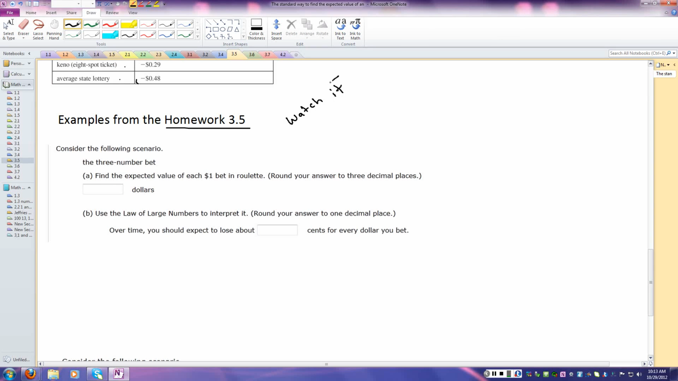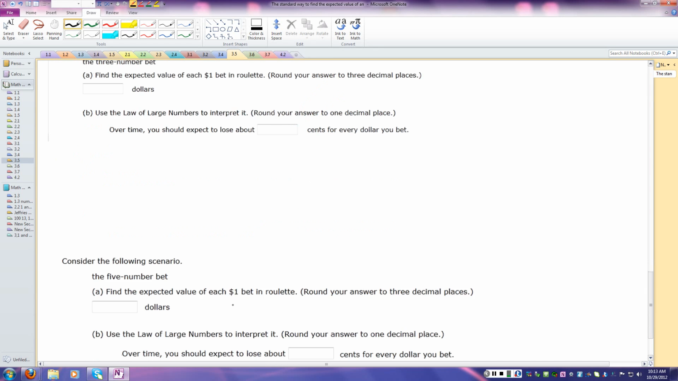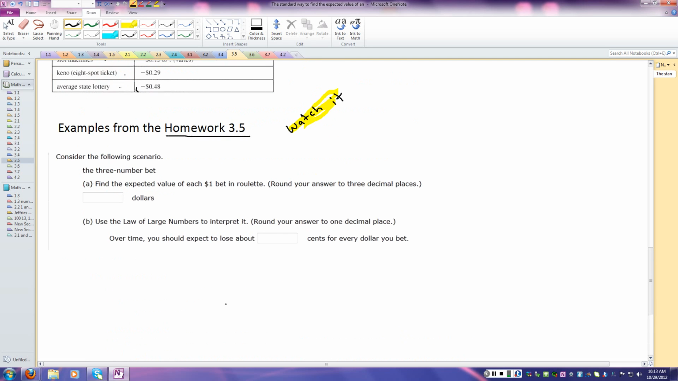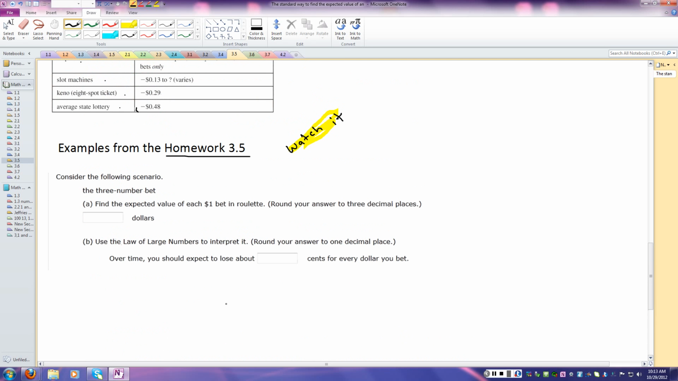You can take advantage of the watch it button and see how a problem similar to that problem is done. So that will help you walk through it. The 2 that I'm going to go over from your homework don't have watch it, so I want to do that. The 3-number bet. Consider the following scenario, the 3-number bet.